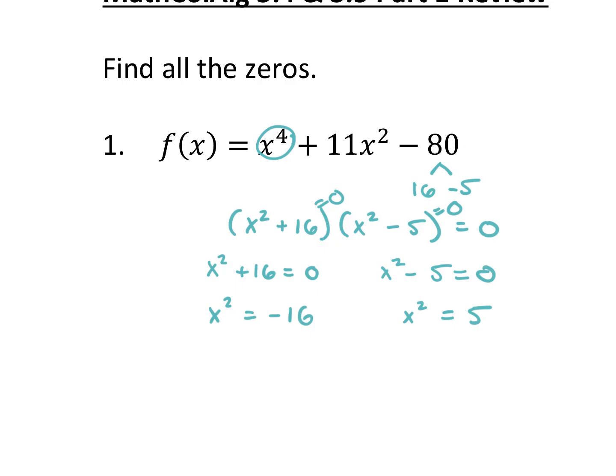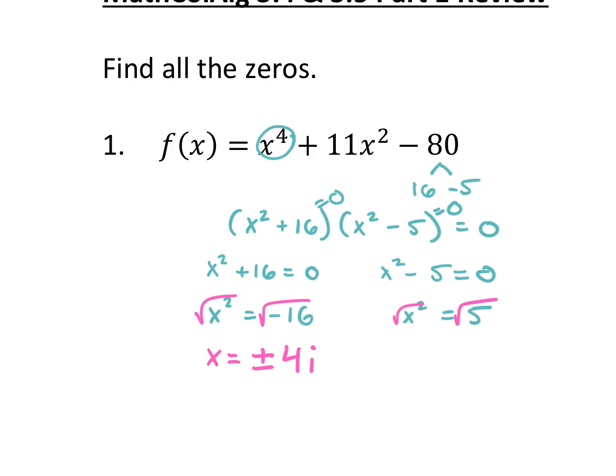What should we do next? Square root both sides. So x equals what? Plus or minus 4 what? I, because we have a negative under the square root, so that turns into the I, and the square root of 16 is 4. And don't forget, anytime you take the square root of both sides, you need the plus or minus. Let's do the same thing with the other one.